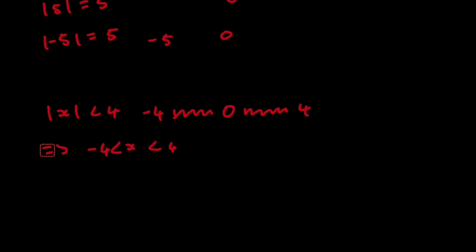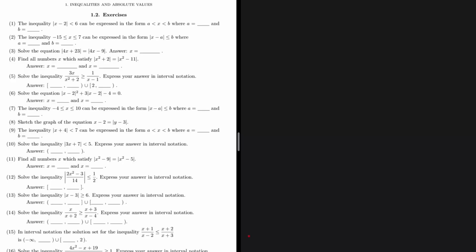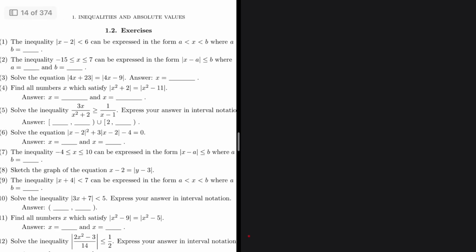We can also look at a case where the absolute value of x is greater than 4. So what would that imply? I just want you to take a moment and think about it. Yes, you're right. It implies that x is greater than 4, or x is less than minus 4. That is the basics when it comes to absolute values and inequalities. Let's take a look at the first question.